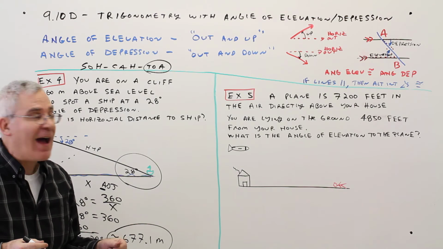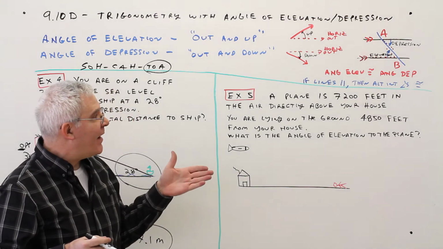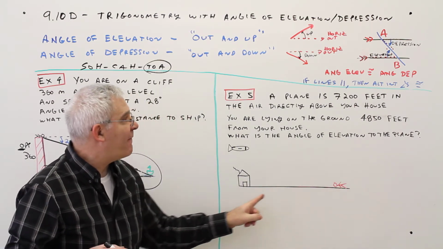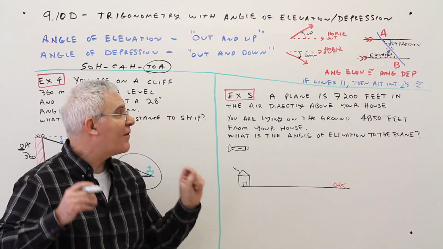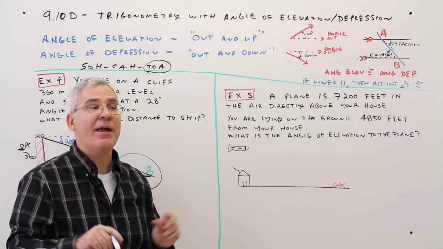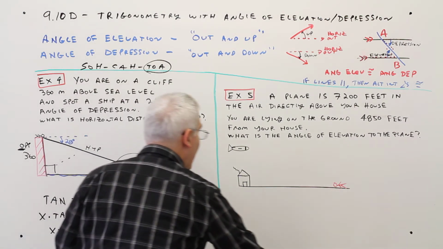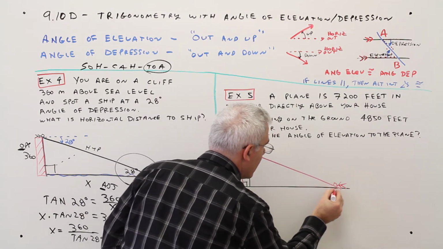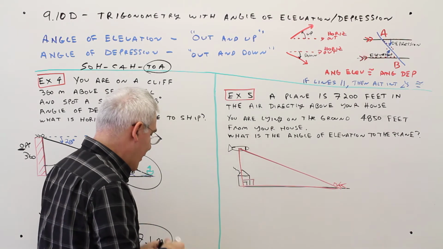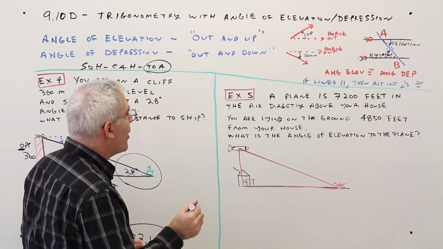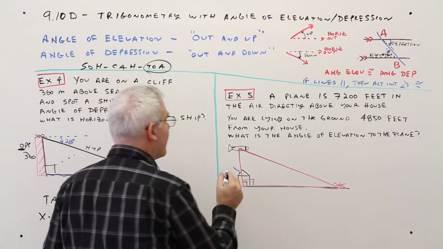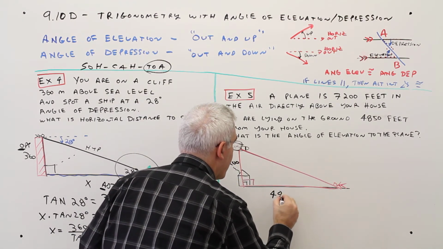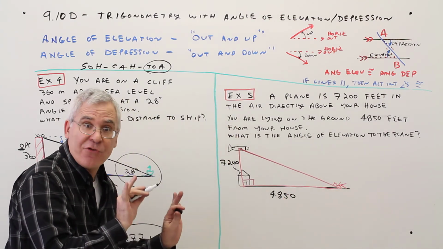Okay, example 5. A plane is 7,200 feet in the air directly above your house. You are lying on the ground 4,850 feet from your house. What is the angle of elevation to the plane? Okay, so again, we're going to draw a line of sight and construct a right triangle. Let's label what we know. We know that this is 7,200 here. We know this is 4,850 here. Again, not drawn to scale.